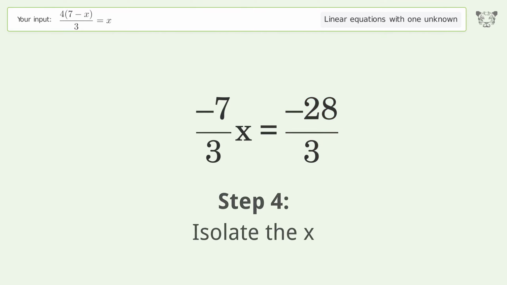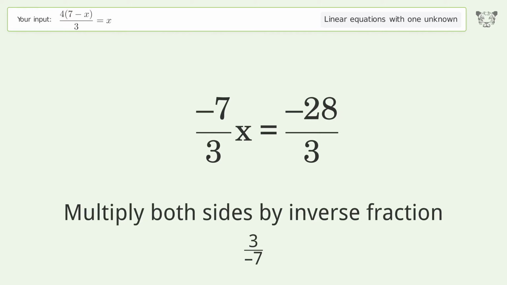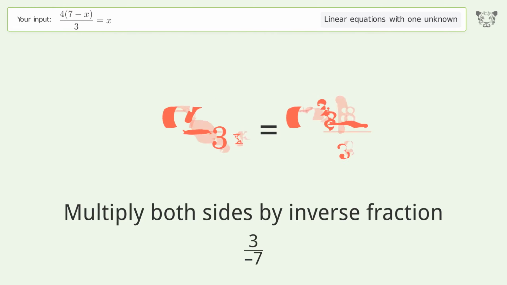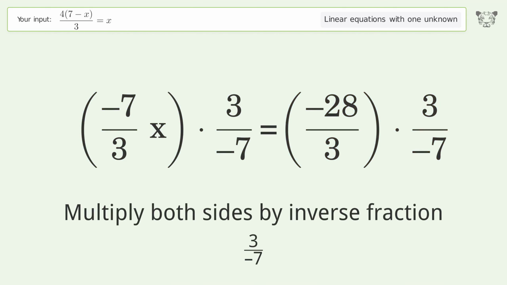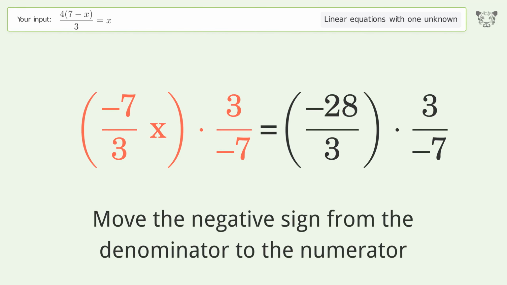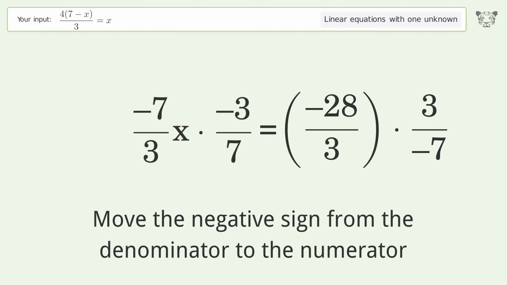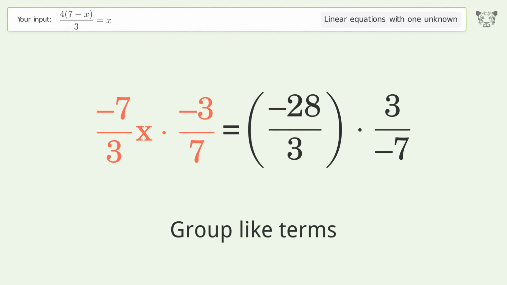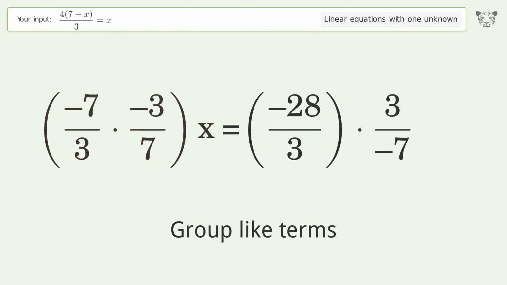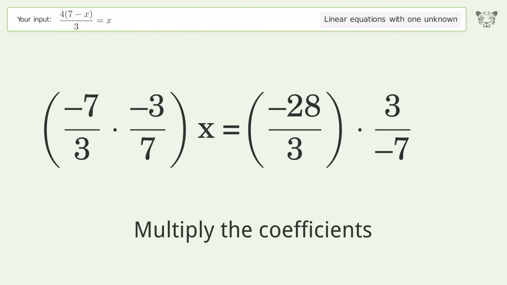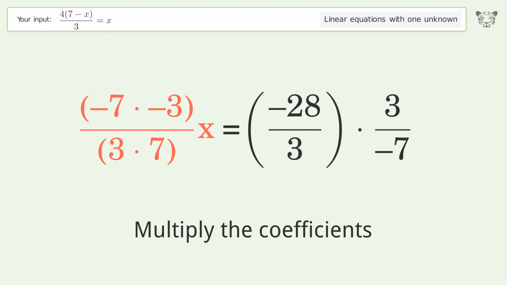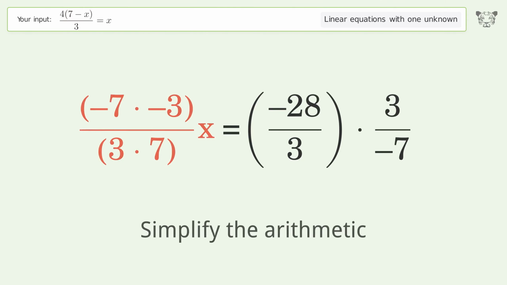Isolate the x. Multiply both sides by the inverse fraction 3/-7. Move the negative sign from the denominator to the numerator. Group like terms. Multiply the coefficients. Simplify the arithmetic.